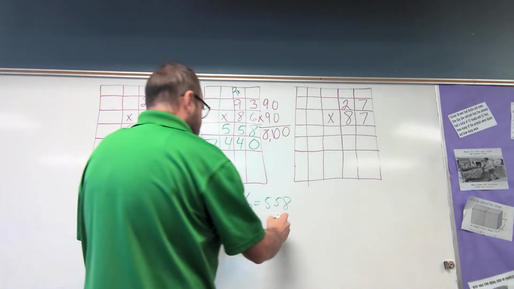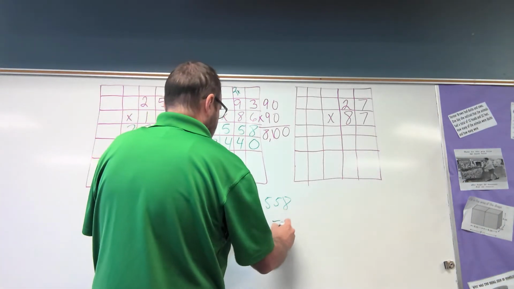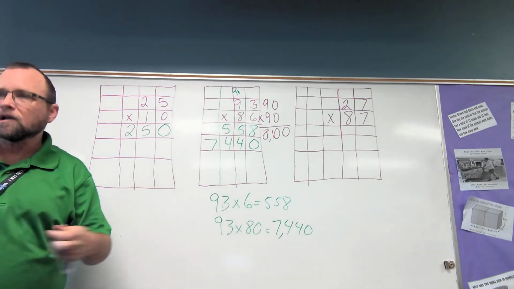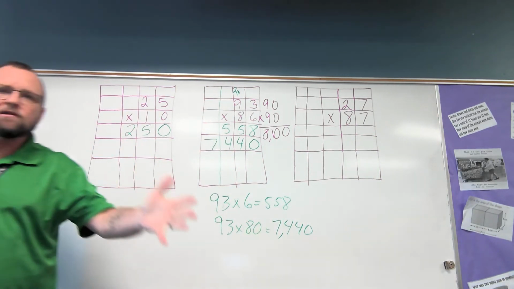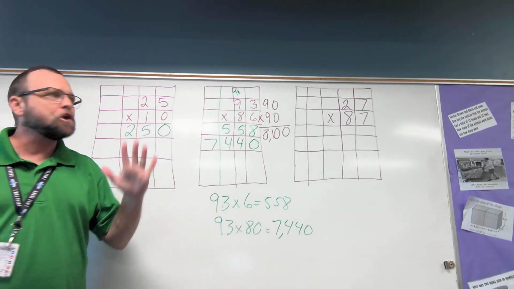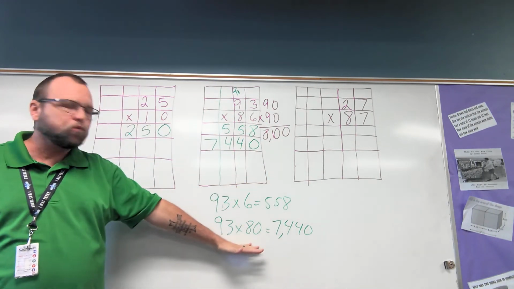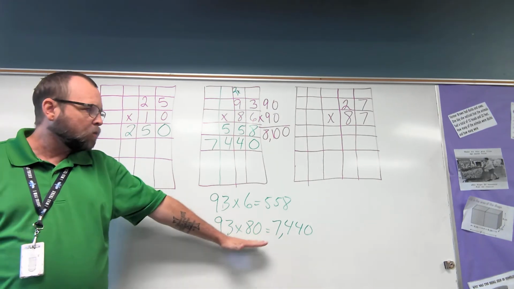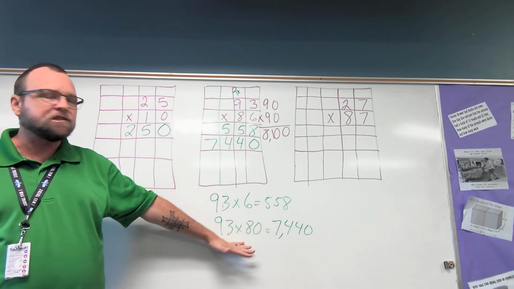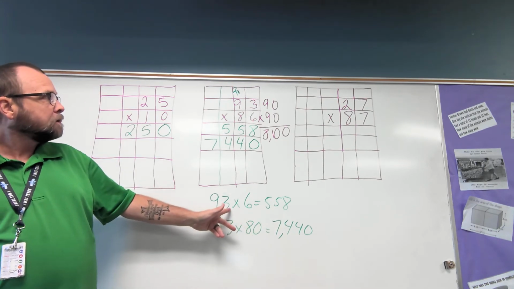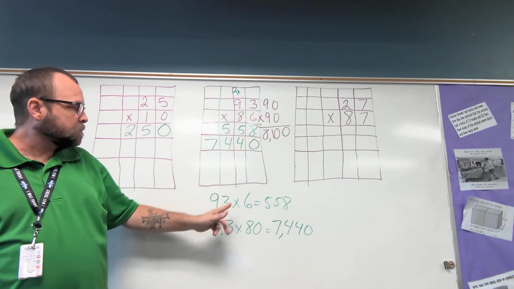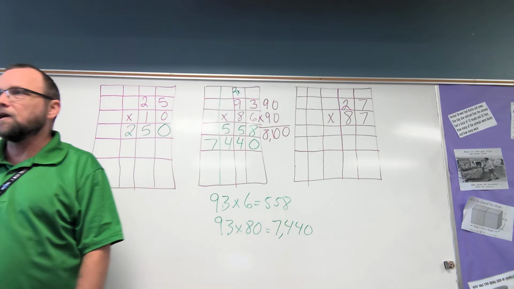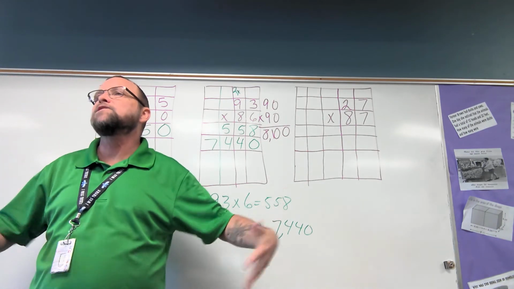So 93 times 80 is 7,440. Again, we've talked about different ways to multiply. We've done some number talks at the beginning, showing different ways to multiply. This is one where you break it apart, like expanded form. You take one of your factors and make it in expanded form. So 86 becomes 6 and 80. And then the other factor stays the same. So I'm still multiplying by one-digit numbers.